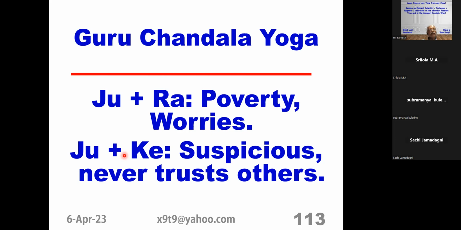Okay. So next yoga is called as Guru Chandala yoga. So in a horoscope, if there is Jupiter and Rahu in a single house, any Rashi, wherever Jupiter is there, there must be Rahu. Then it is called as Guru Chandala Yoga. It exhibits poverty and worries. Similarly, wherever Jupiter is there, if Ketu is also there, it is also called Guru Chandala Yoga.